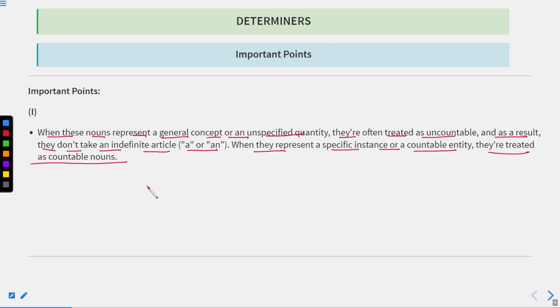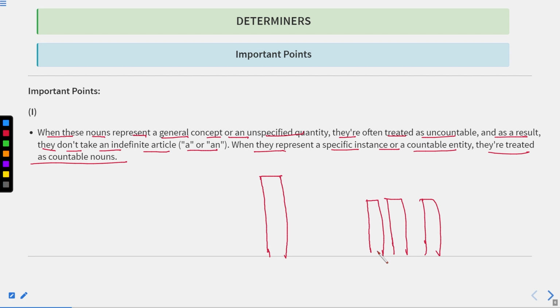What does it mean? Suppose there is a word we are talking about, for example, a pillar. Okay, this is a pillar I'm talking about, and there are many pillars. One pillar, another pillar, and another pillar. Now, if you count all these pillars, obviously pillars are countable. That is 1, 2, and so on. But suppose I don't talk about these three pillars, but I talk about only this pillar.